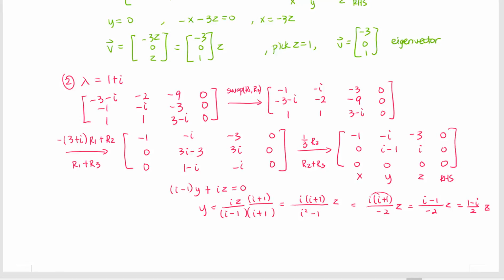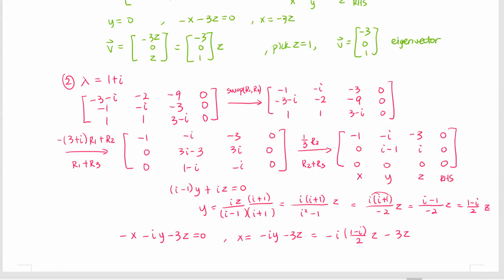Okay, let's plug into the first row. So minus x minus iy minus 3z equals 0. So x is, I'll move the x to the other side, minus iy minus 3z. Okay, minus iy, minus I times (1 minus I over 2)z, minus 3z.